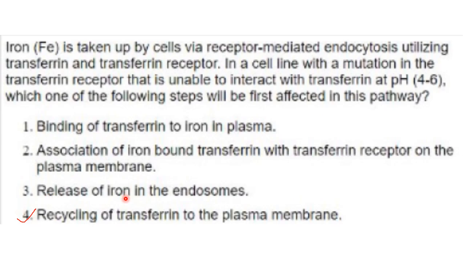So which is going to be affected in the pathway? Recycling of transferrin to the plasma membrane. That will not happen because there is no transferrin to be recycled back to the plasma membrane. Transferrin already went away along with iron. So the answer here is option 4.